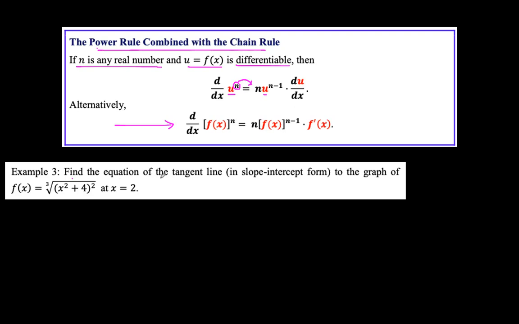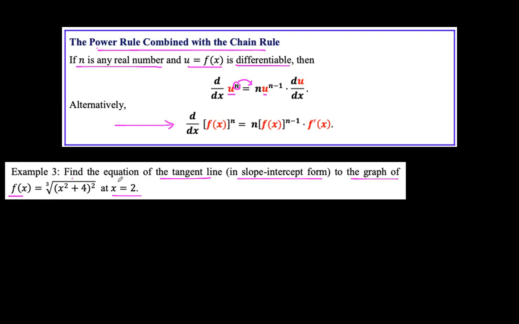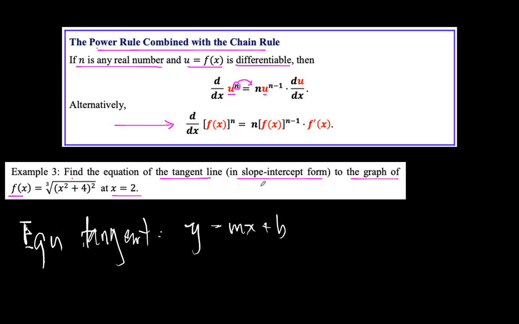Find the equation of the tangent line in slope-intercept form to the graph of f of x at x equal to 2. Here we go. So we were given some conditions in order to solve for number 3. We're solving for the equation of the tangent line, in terms of y equals mx plus b, because this is our slope-intercept form. All right, let's go to the next slide.